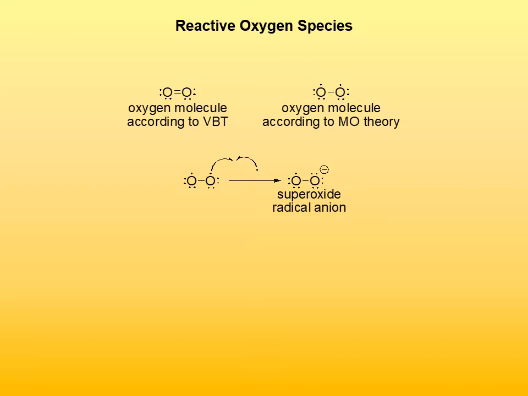Superoxide anion can form stable salts with alkali metals, for example, potassium superoxide, KO2. In cells, it is extremely toxic and is used by phagocytes to kill bacteria. It is also a byproduct of oxidative respiration and must be eliminated to avoid cell damage.